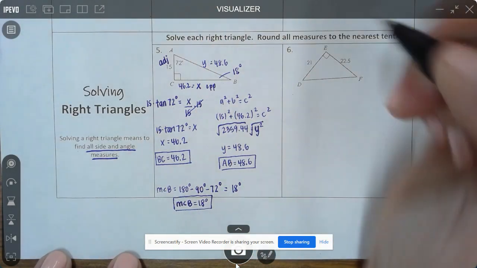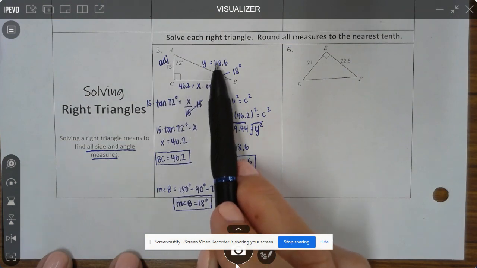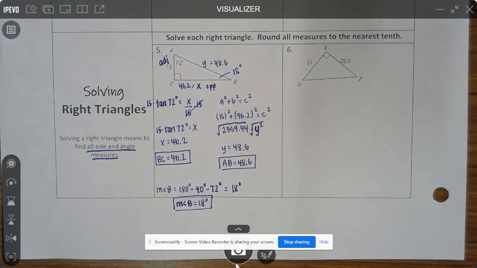And that should be the last piece of information, because now I have all three sides and I have all three angles. So I'm done solving this triangle.